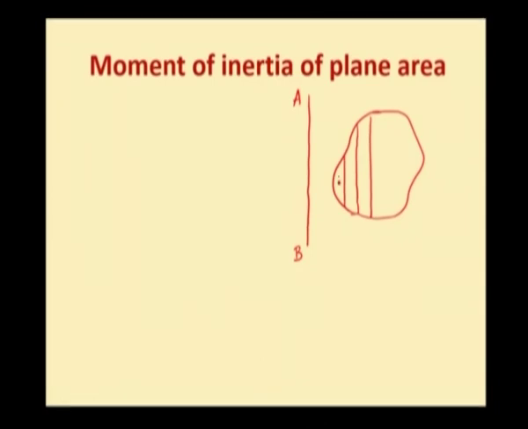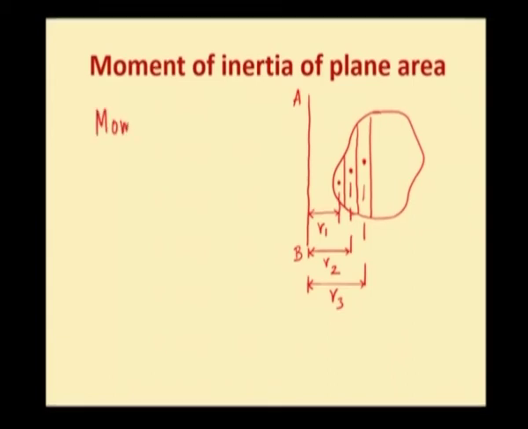Now, this dot represents the center of gravity of the first strip, and the second dot is the center of gravity of the second strip, third dot is the center of gravity of the third strip. Now, the distance between the center of gravity of the first strip from the reference line AB is R1. Similarly, R2 is the distance between the CG of the second strip and the reference line. Likewise, R3 is the perpendicular distance between the CG of the third strip and the reference line. Likewise, we will have distances up to Rn.